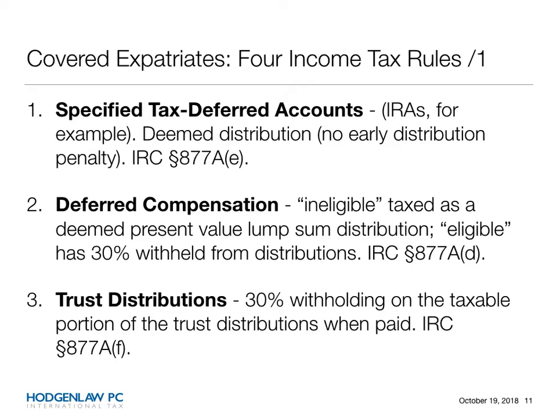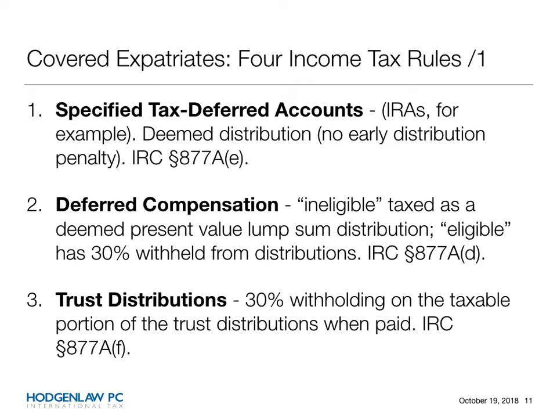So the first bucket is these things called specified tax deferred accounts. These are specified in the code, and for simplicity's sake, let's just think of IRAs as the example. If you're a covered expatriate, you have a deemed distribution from your IRA without an early distribution penalty. So you have a giant whack of ordinary income as you leave the United States. You get basis in the IRA, so you don't get taxed twice on the distribution.